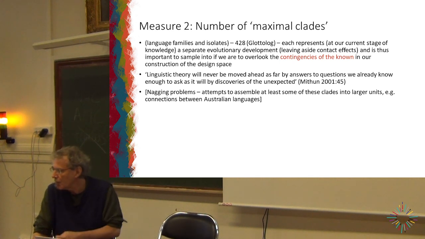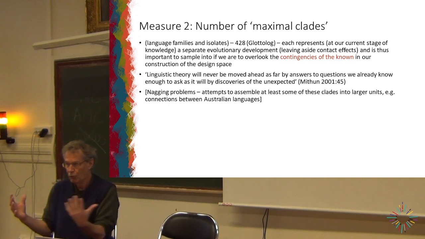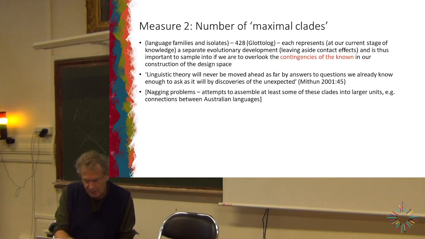So the nagging problem here is really, I think there are a lot of unrecognized clades, and that is groupings of clades, which we just don't yet have the methods to deal with, or we do have the methods and we haven't applied them well enough. I'll say something about that in a little while.